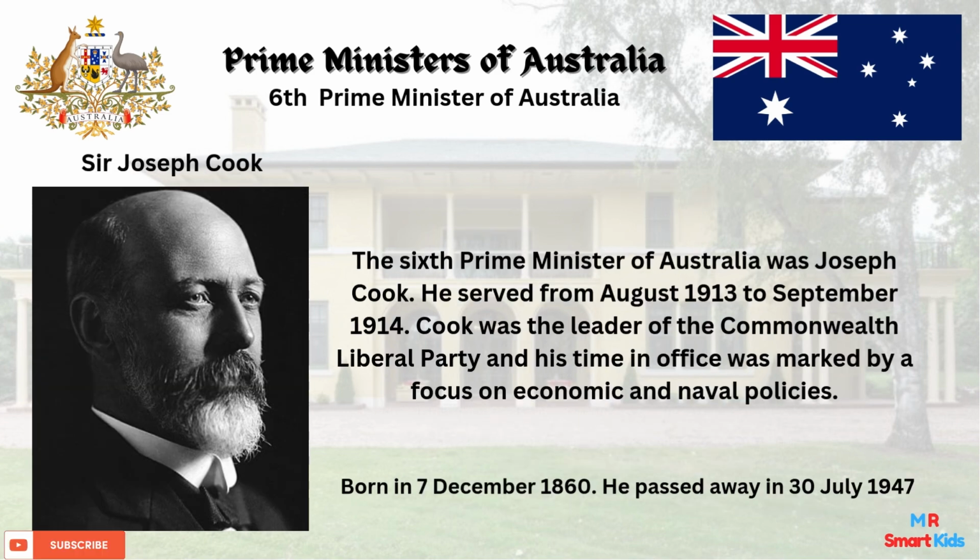The 6th Prime Minister of Australia was Joseph Cook. He served from August 1913 to September 1914. Cook was the leader of the Commonwealth Liberal Party, and his time in office was marked by a focus on economic and naval policies. He was born on December 7, 1860. He passed away on July 30, 1947.